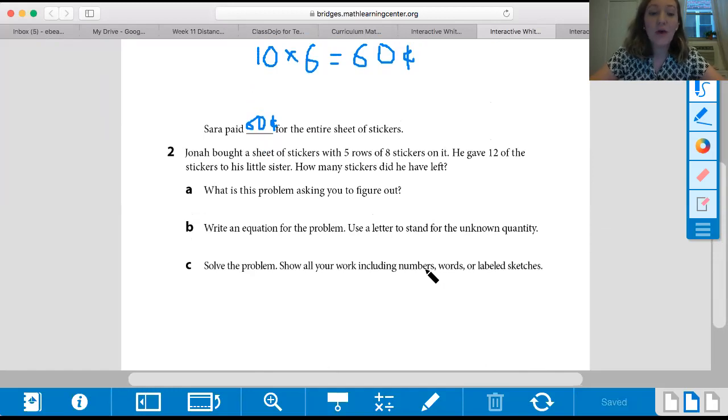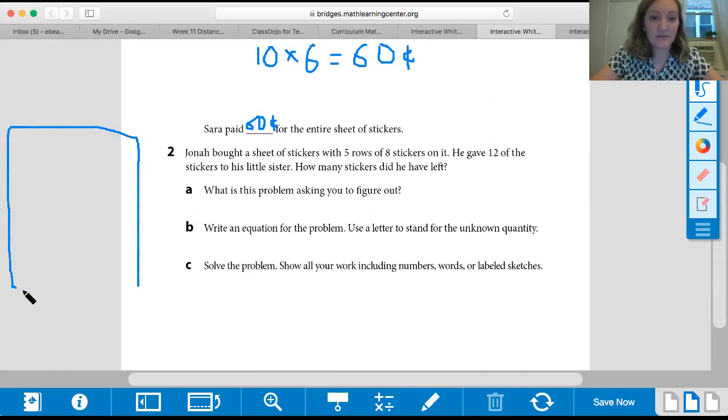He gave 12 of the stickers to his little sister. How many stickers did he have left? So first things first, I kind of want to draw a picture here. Here's my sheet of stickers. 5 rows of 8. So 1, 2, 3, 4, 5. And then I need to have 8 going down the side. 1, 2, 3, 4, 5, 6, 7, 8.